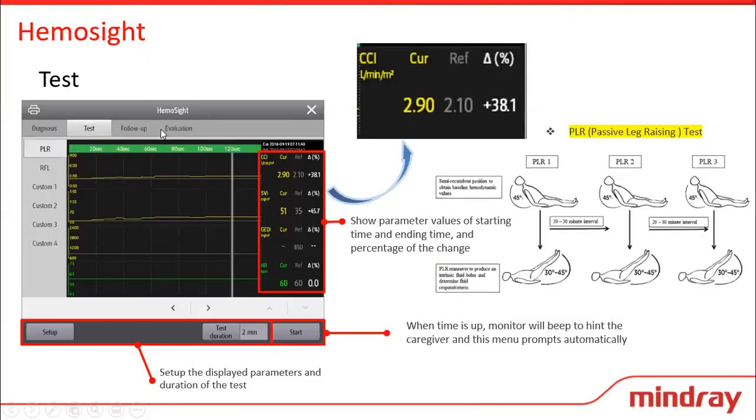And then in the test, we do the two main tests. You can choose which one you want according to your preference, either passive leg raising or rapid fluid loading. It gives you the results here on this red window. And again, from that, you're able to make your decision in terms of monitoring the patient.